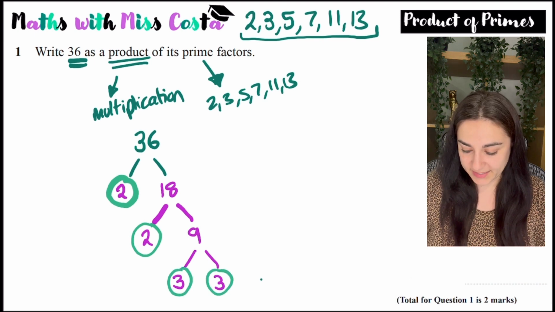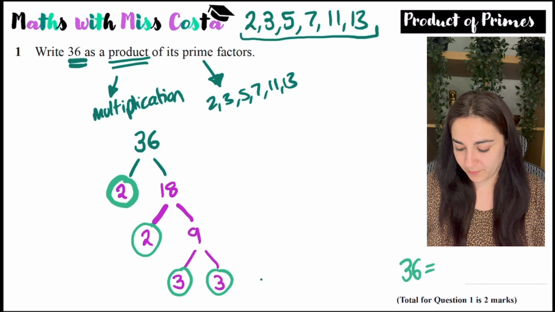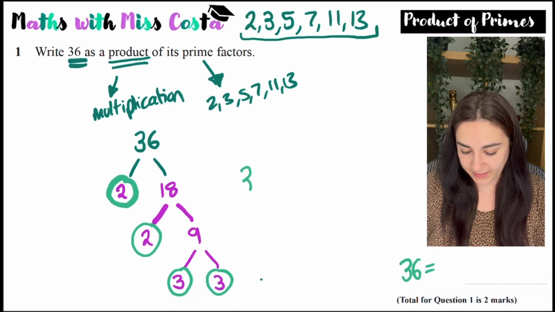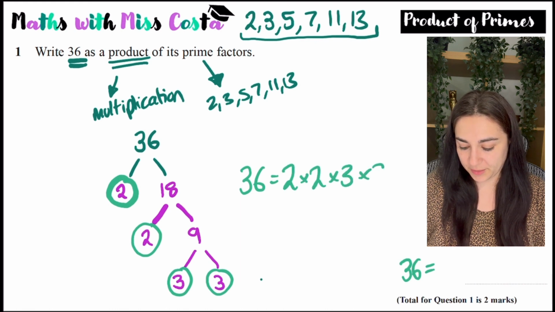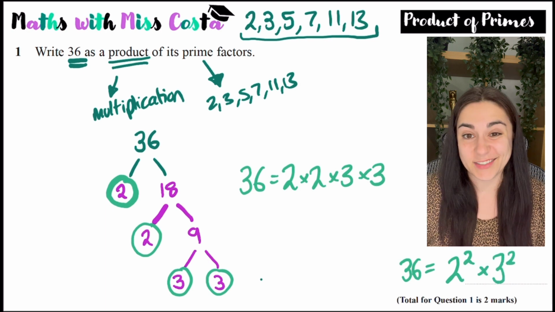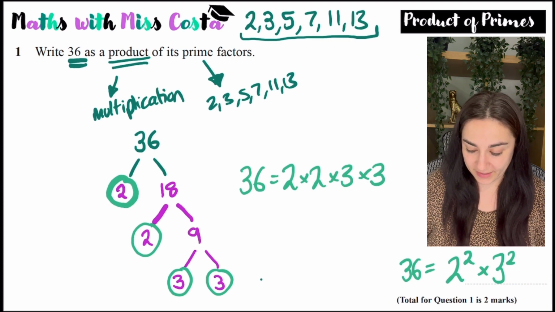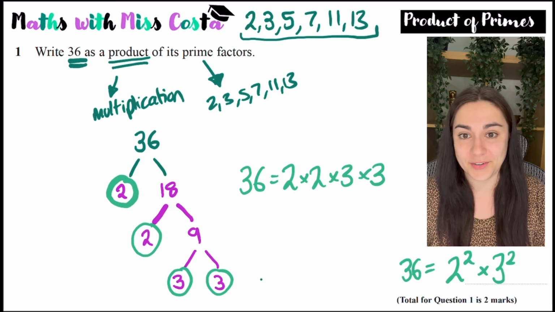So I need to write 36 as a product of its prime factors. So I can say 36. First of all, we can write it like this: 36 equals 2 times 2 times 3 times 3. You can then simplify it to 2 squared times 3 squared, but it doesn't actually say leave your answer in index notation, so it's not necessary. It's helpful, but it's not the end of the world if you don't.